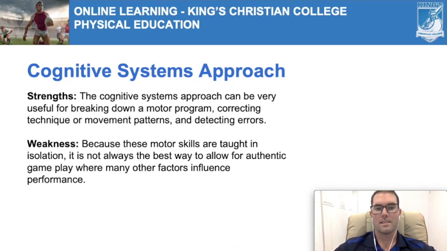A weakness is that because the skill is taught in isolation, it's not the best way to allow for authentic gameplay, where many other factors influence performance. So, for sports like golf, this cognitive systems approach works well because the majority of the time the athlete isn't under pressure in order to perform the golf swing.